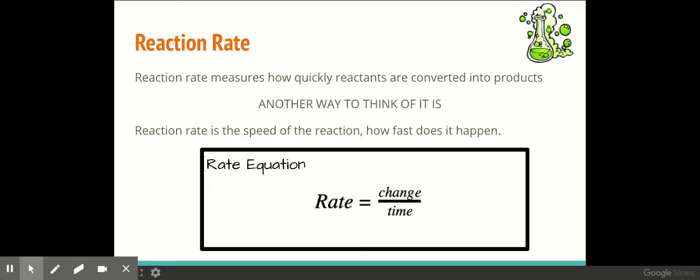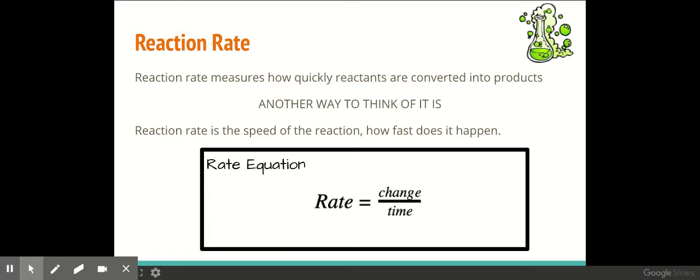Today we're going to be talking about the rate of reaction. What we're going to be talking about is how reactants, those are the substances that are there first, usually listed on the left side of the equation arrow, are converted into products. Those are the substances that exist after the reaction. They're listed on the right-hand side of the equation.